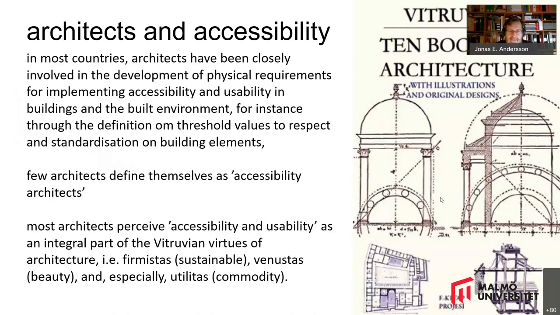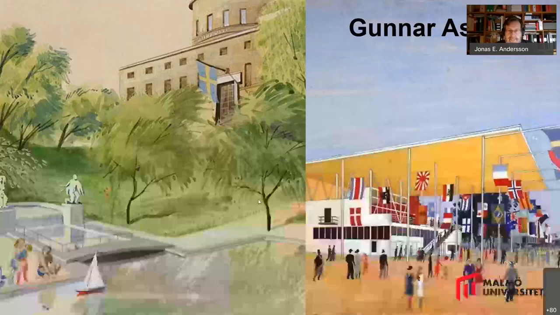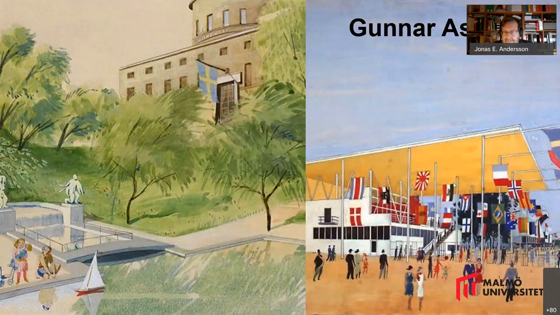That is, good architecture should be sustainable. It should have some level of beauty, and it should also reflect some level of connection with the user of the architectural space, so that it should have some level of commodity. So then you have the three virtues of firmitas, venustas, and utilitas as Vitruvius coined more than 2,000 years ago. And if you look back at some Swedish architects that I have mentioned, you can say that neither of these architects have chosen to label themselves as accessible architects.